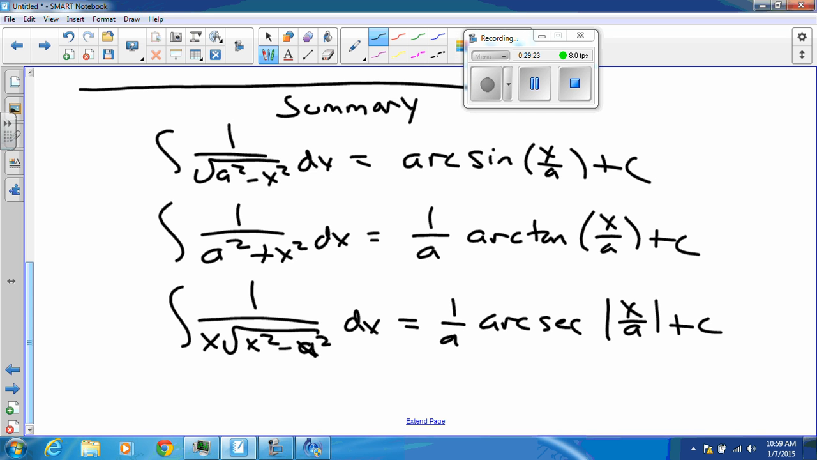Each one has its own little idiosyncrasy. No factor of 1 over a for the arcsine. Absolute value for the arcsecant. And there it is. So I sort of think the arctangent result is the basic one. Also because it involves no square roots, it's the easiest one to derive. So as you're deriving these for yourself so that you don't forget, start with the arctangent. It's the easiest one. And then move to the arcsine and then the arcsecant. Okay?